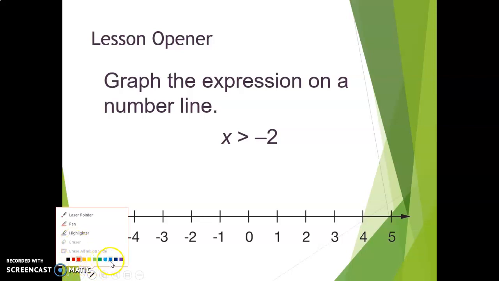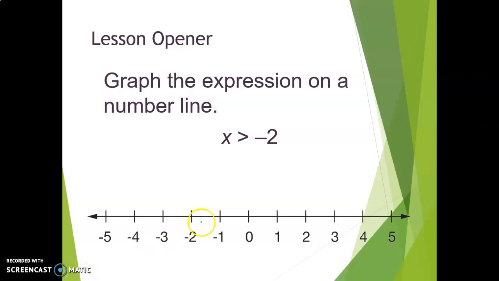And let me switch my pen on here. All right, and in order to do that, we are going to locate negative 2. If it were equal to negative 2, we'd put a solid colored dot there, but it says it's greater than negative 2. So we're going to do an open circle. And then because it's greater, we're going to show that all values going to the right are greater than negative 2 using that solid arrow there.